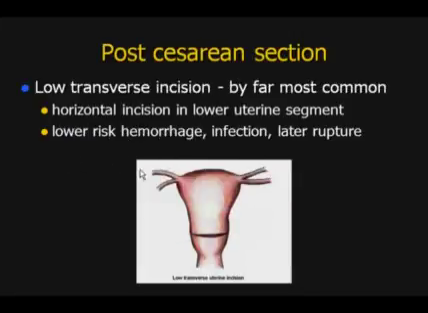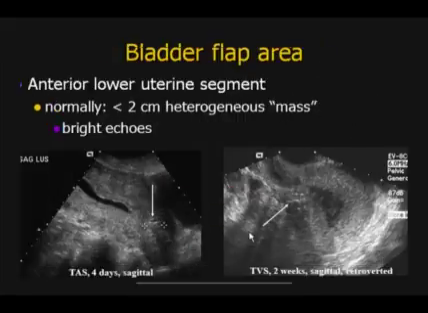Now we'll move on to the post-cesarean section patient, talk about some normal findings, and talk about some of the hematomas we can see there. The low transverse incision is by far the most common location of the hysterotomy that's performed. It's a horizontal incision in the lower uterine segment. These have a lower risk of hemorrhage, infection, and later rupture.